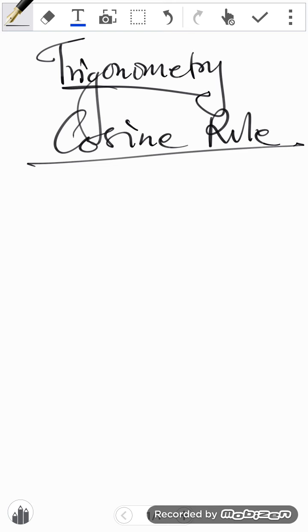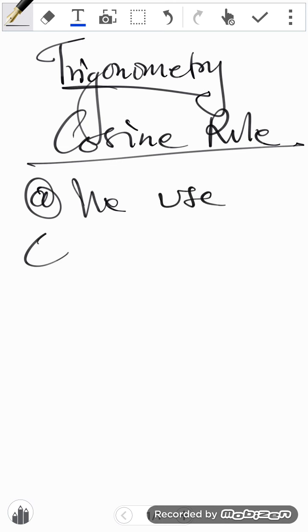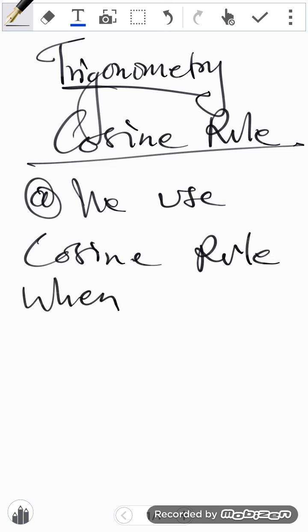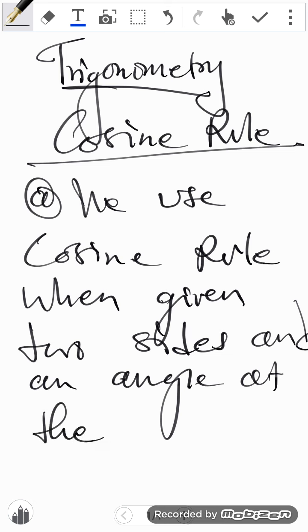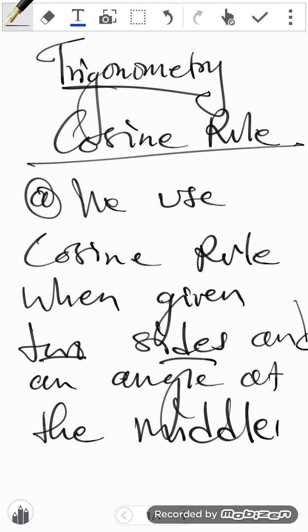You can use the cosine rule under two conditions. The first condition is that we use the cosine rule when given two sides and an angle at the middle. So when given two sides and just one angle at the middle, we can apply the cosine rule.